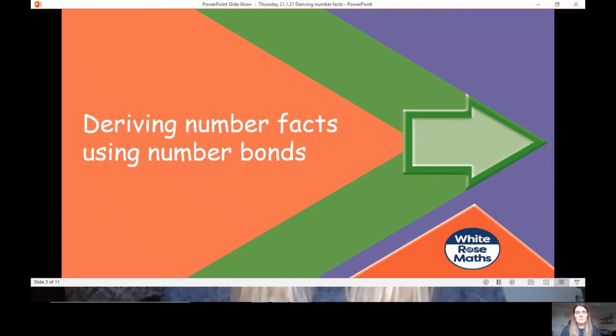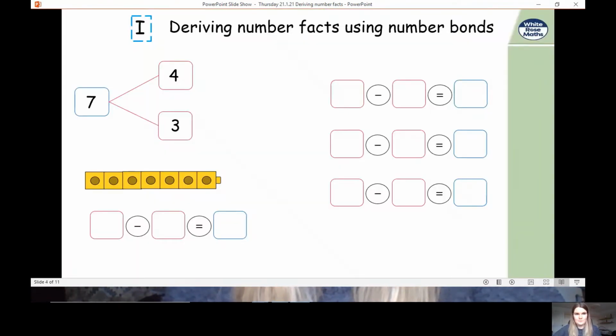So like I said before, we are going to be using our number bonds to help us find number facts, okay? So we're going to be doing this with subtraction this time, okay? So remembering our number bonds and using them to help us. Let's have a go. So the first one I'm going to use is my number bond for 7. So I know that 4 and 3 make 7. I can use that to help me when I'm subtracting.